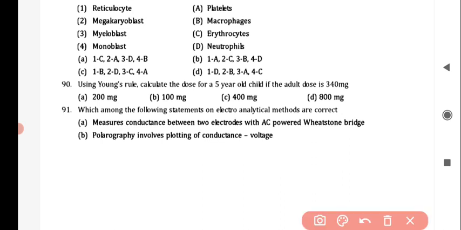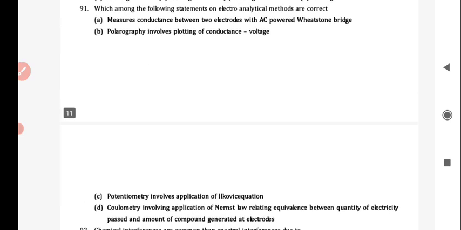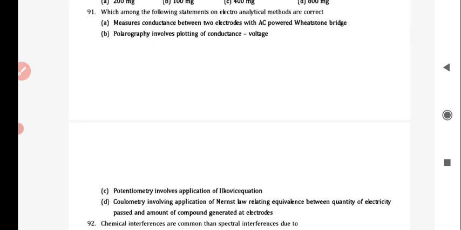Next question is, using Young's rule, calculate the dose for a 5-year-old child if the adult dose is 340 mg. So the correct answer for this question is option B, 100 mg. Next question is, which among the following statements on electroanalytical method are correct? So the correct answer is option A, that is measures conductance between two electrodes with AC powered Wheatstone bridge.